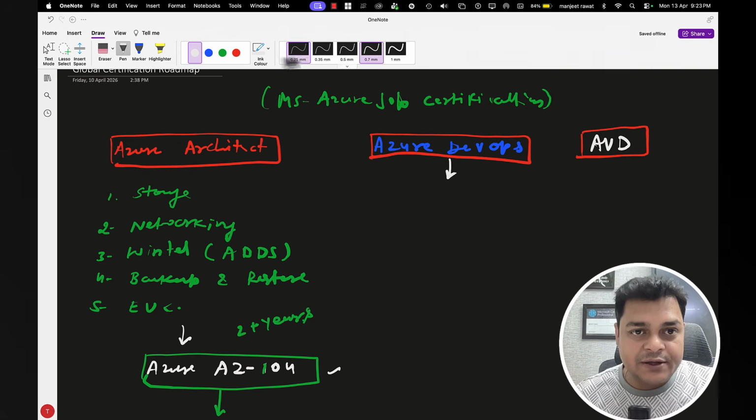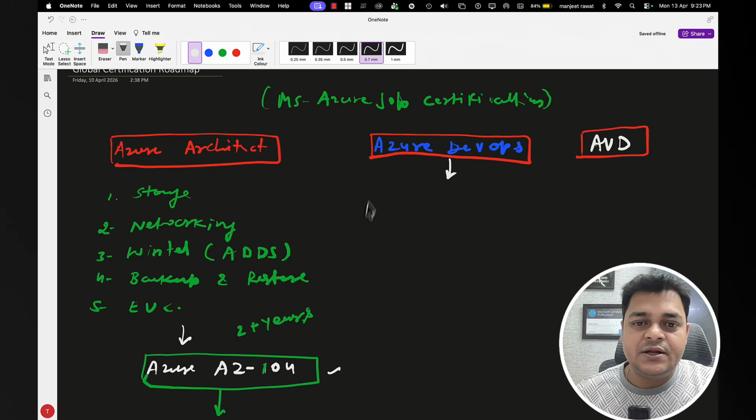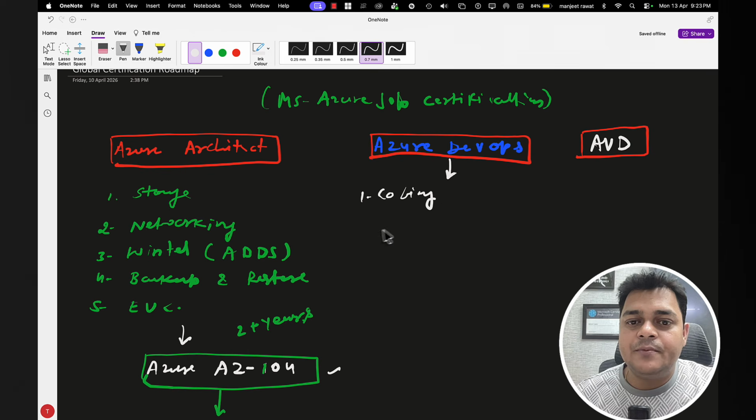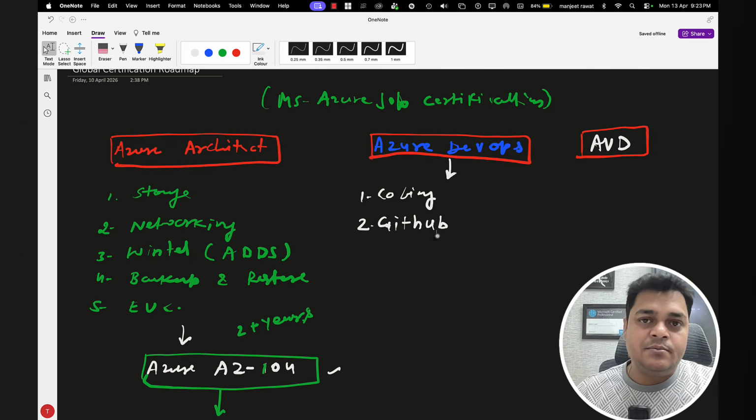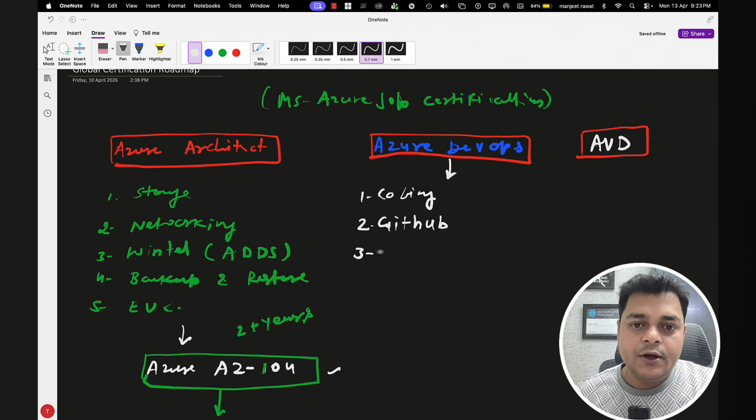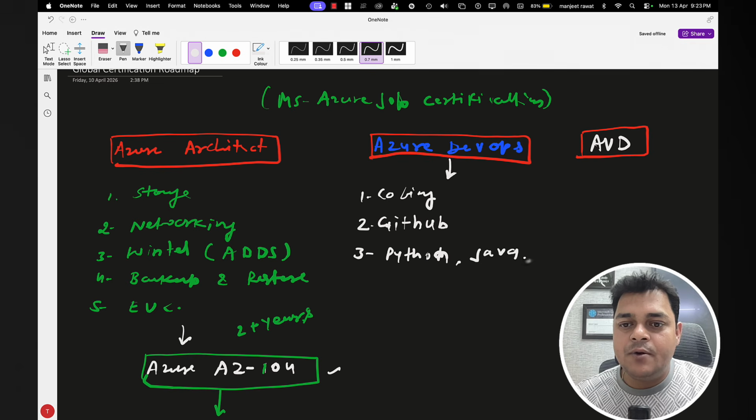So for DevOps, it totally depends upon your current experience. Let's take an example. You have an idea about coding, right? You know how coding works. You know about GitHub, right? GitHub is basically a platform that allows us to put our code, and from the GitHub page we are able to execute our code. You have a basic understanding of Python, right? Because the language is also required, and you should know about Java and have a basic understanding of HTML, right?